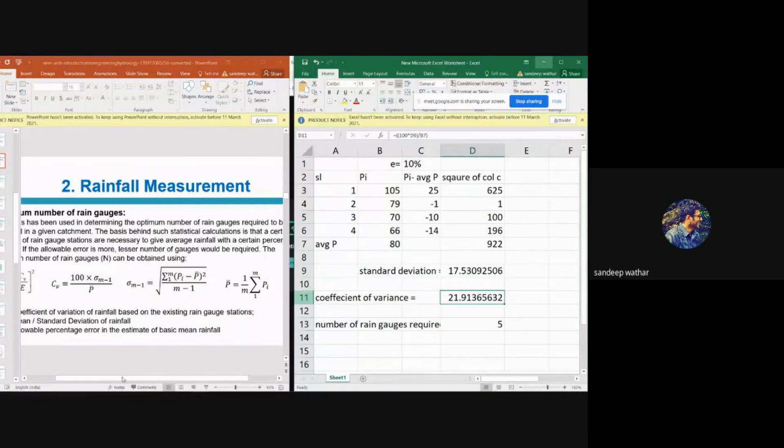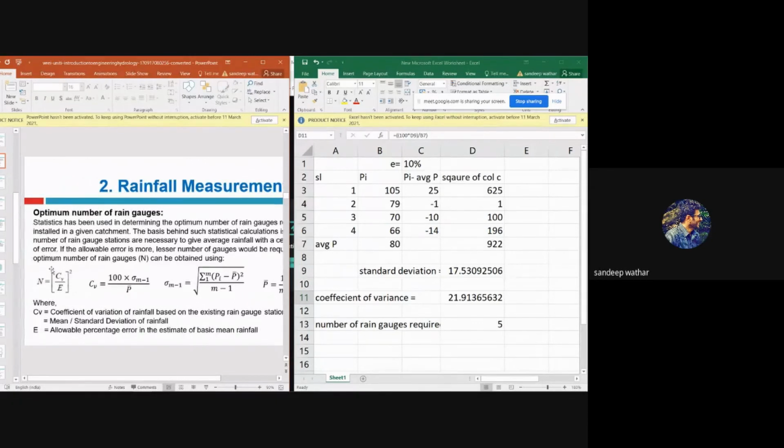Next we need to calculate the adequate number of rain gauge stations. The adequate number of rain gauge stations is calculated by CV divided by E. I have already written here E from the given data, which is 10 percent. So coefficient of variation divided by 10, which is the E value, and the square of that will give you the number of rain gauge stations required. So this is how we calculate the number of rain gauge stations required.